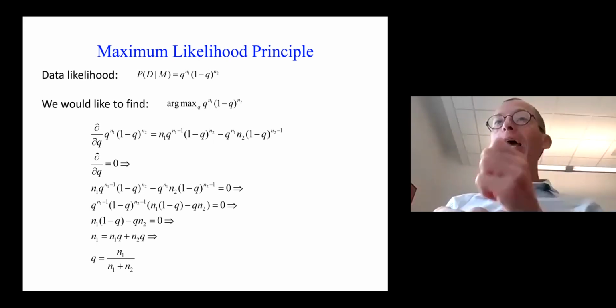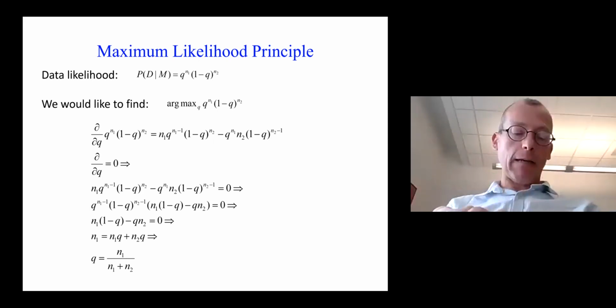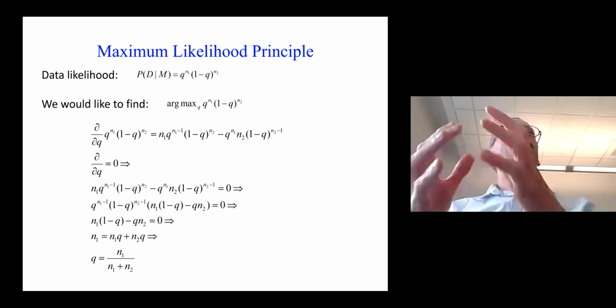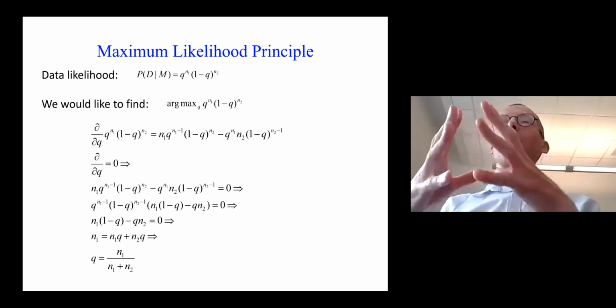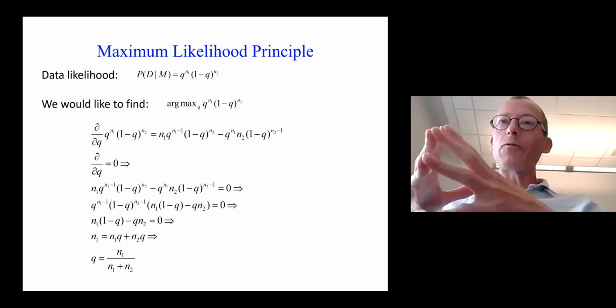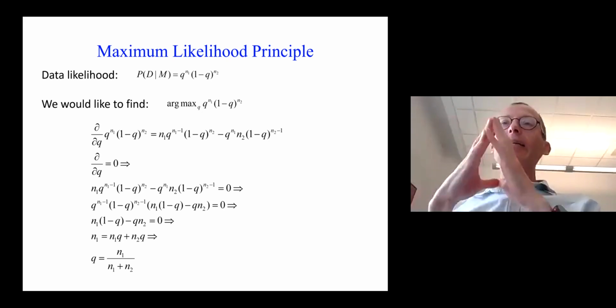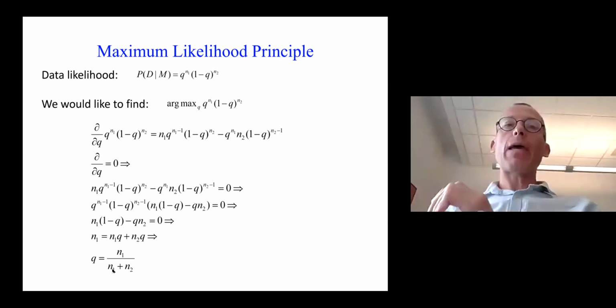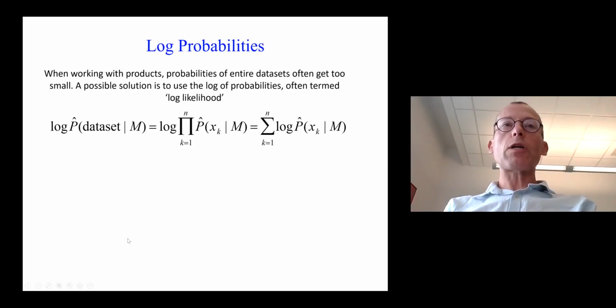So if we are interested in finding the maximum likelihood, if we are interested in finding the parameter that maximizes the likelihood of the data given the model, this parameter will be N1 over N1 plus N2. This is true for the binomial distribution. It's also true for other discrete distributions.